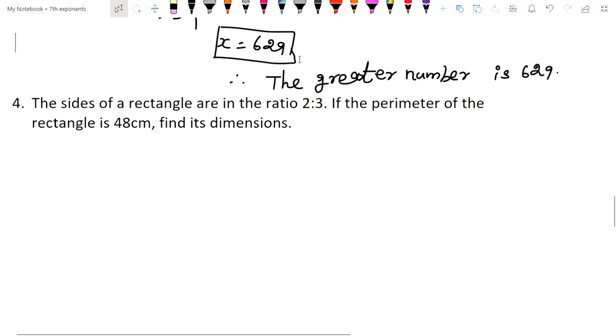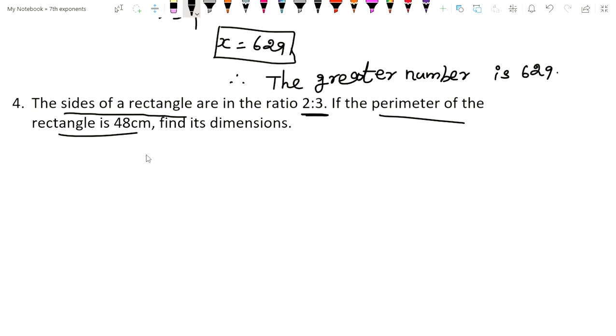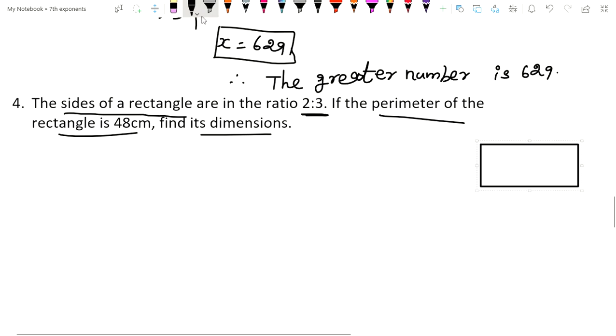The sides of a rectangle are in the ratio 2:3. If the perimeter of the rectangle is 48 centimeter, find its dimensions. So here a rectangle shape is given. The ratio is given, 2:3. This is length and breadth. So the sides of a rectangle are 2x and 3x.